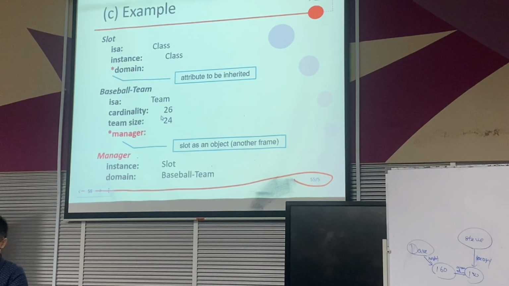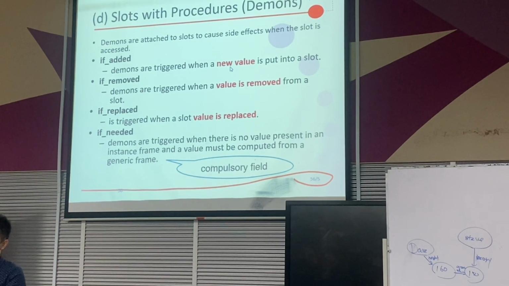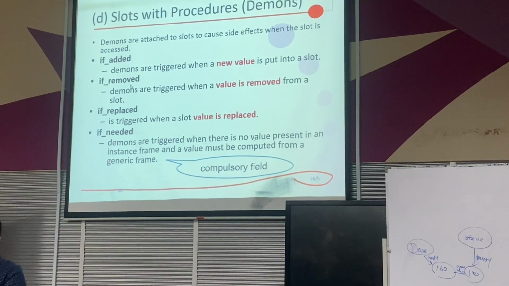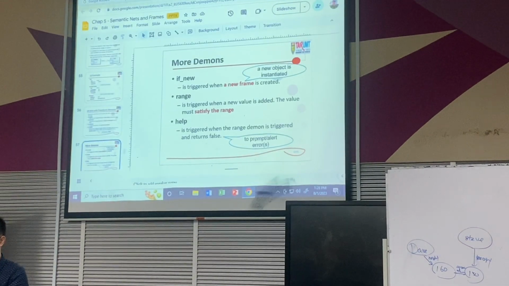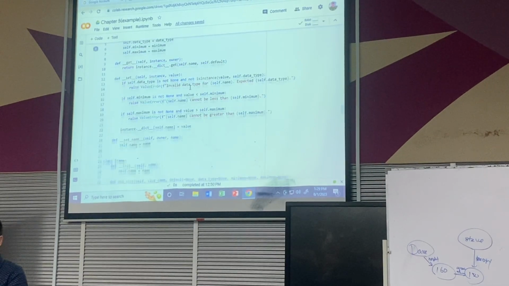Once we define, then that's the value. So daemons here are used to dynamically modify the value if something happens. Let's say now you have a new value put inside the slot, then something will be triggered. So it seems like the methods. But for your information, you don't need to memorize the methods inside the frames here. It just shows you some examples: if added, if removed, if needed. Okay, so I'm going to show you the code and how we can actually create the daemons inside the frames.